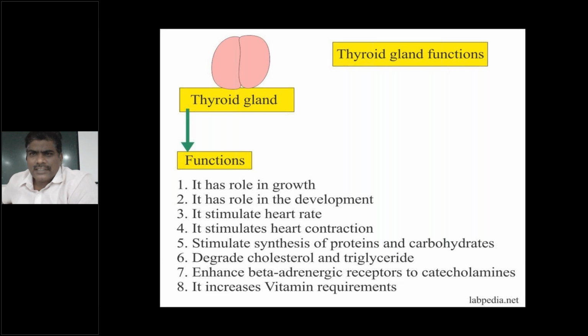So thyroid stimulating hormone, we'll see in detail later in coming classes. Mainly, the thyroid stimulating hormone helps in growth. It has a role in development, and it stimulates heart rate and heart contractions. It stimulates synthesis of protein and carbohydrate, and degrades cholesterol and triglyceride. It enhances the beta adrenergic receptors to catecholamines, and it increases the vitamin requirements.